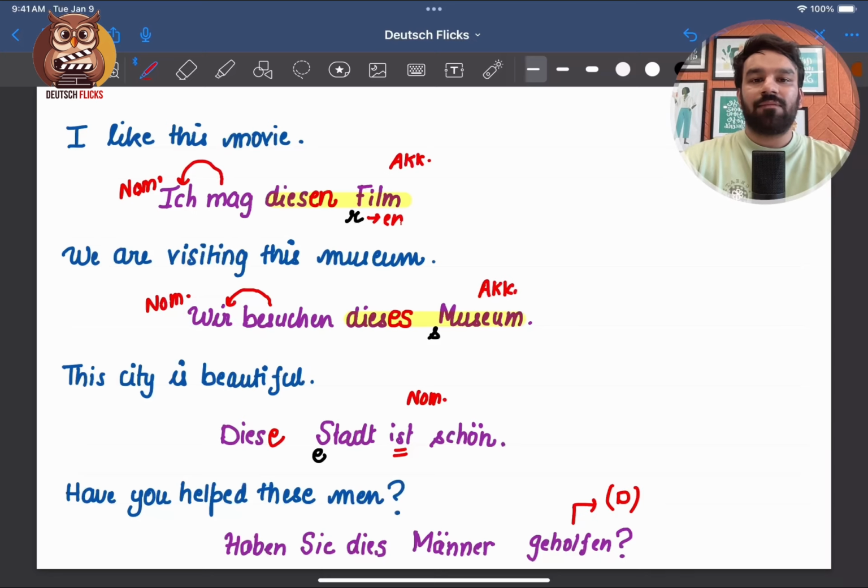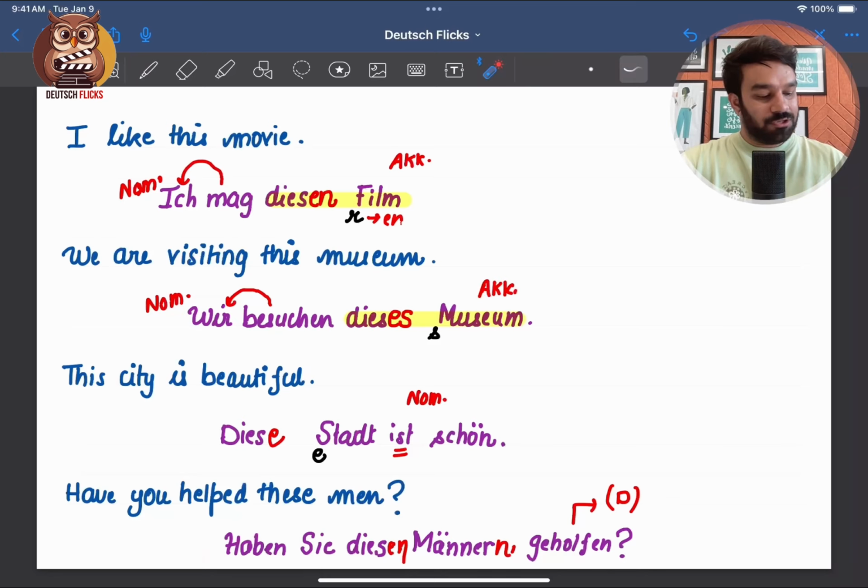That means we'll give dative treatment. So this is plural. How does diese change in dative? Diesen, no? I'll write diesen. And an extra n will be attached to the noun. Haben Sie diesen Männern geholfen is the correct answer. If this sentence structure is something new for you, that means you don't know anything about perfect, so you can watch the video on that as well.